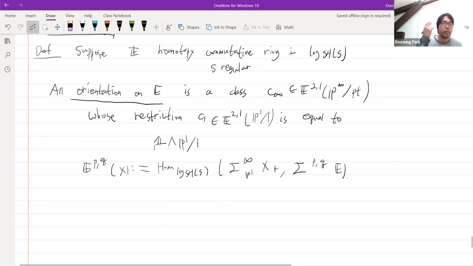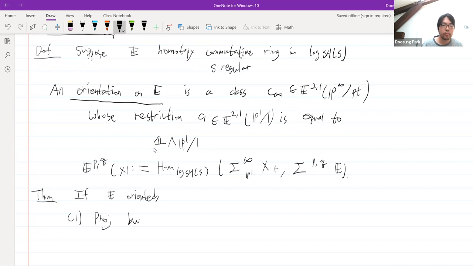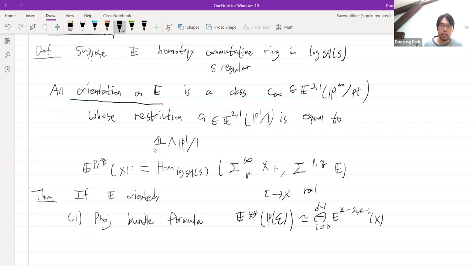And theorem: if E is oriented, then the projective bundle formula holds: E^{**}(P(E)) is the sum over i from 0 to d minus 1 of E^{*-i, 2*-i}(X), where E to X is a rank d bundle.